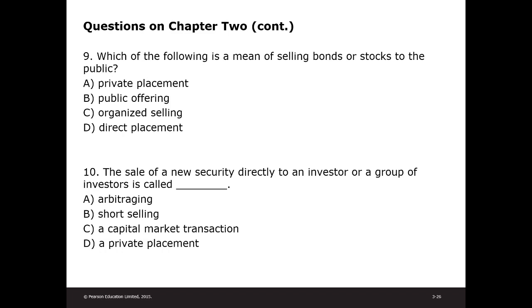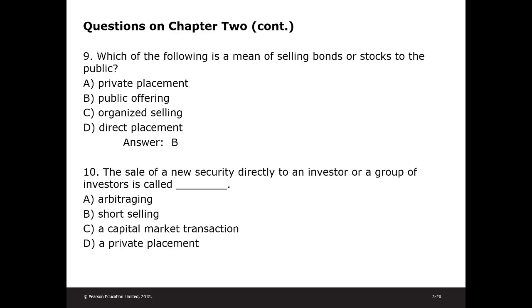Okay, next question. Which of the following is a means of selling bonds or stocks to the public? Private placement, public offering, organized selling, direct placement. As we explained before, whenever the company sells bonds or stocks for the first time to the public, this operation is called a public offering. So the answer will be B.